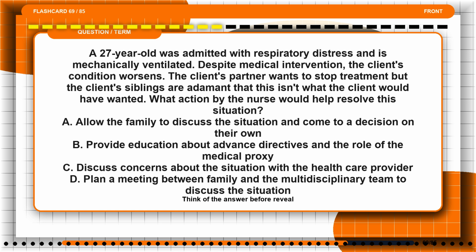A. Allow the family to discuss the situation and come to a decision on their own. B. Provide education about advance directives and the role of the medical proxy. C. Discuss concerns about the situation with the health care provider. D. Plan a meeting between family and the multidisciplinary team to discuss the situation. Think of the answer before the reveal.